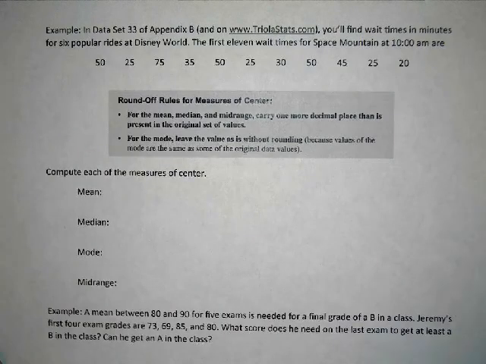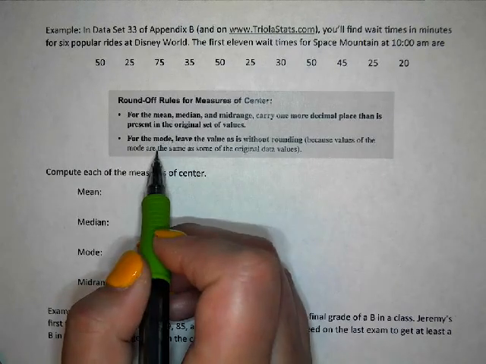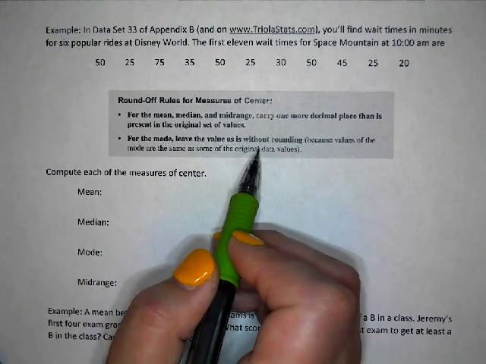The exception to this is the mode. You should leave that without rounding, and that's because the mode is from values that are already there.